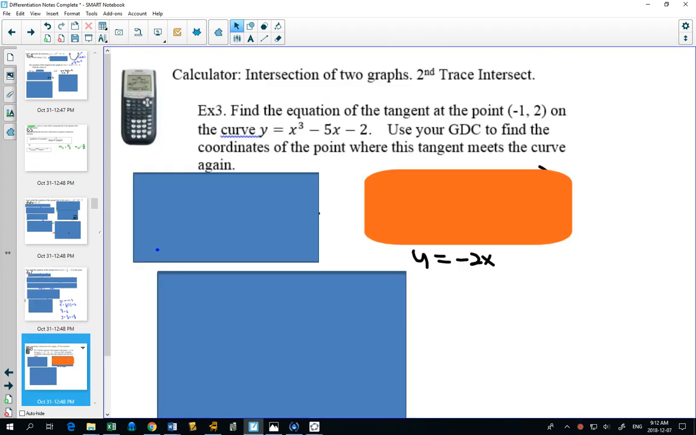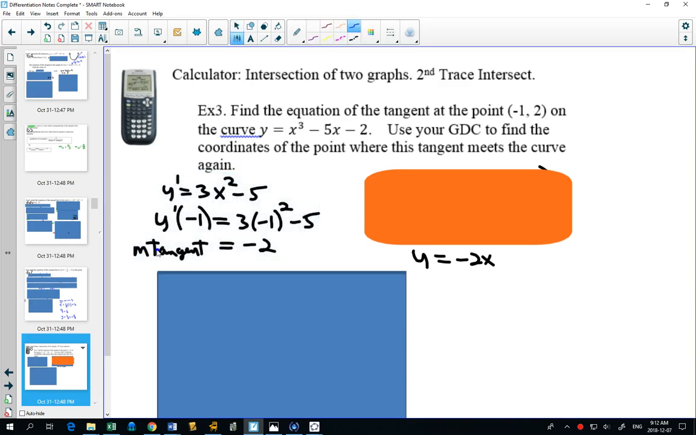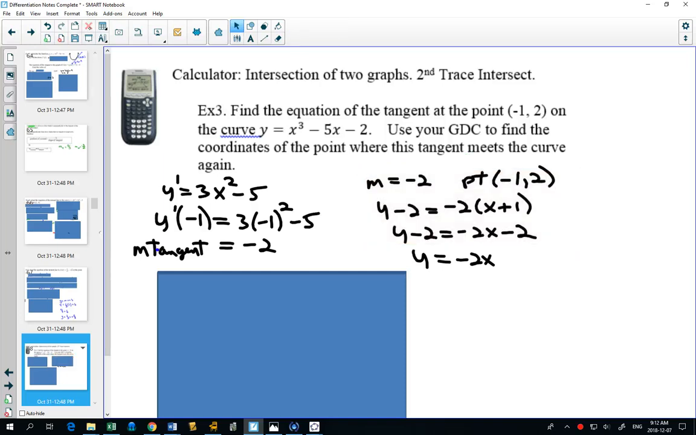So we find our derivative. And then plug in our value to find our slope. Again, function notation works really nice here for showing your work. Your slope of your tangent is going to be -2. And now you know a slope and a point. And you can find your equation of your tangent line.